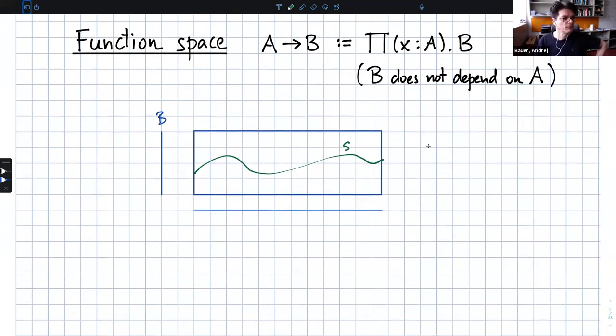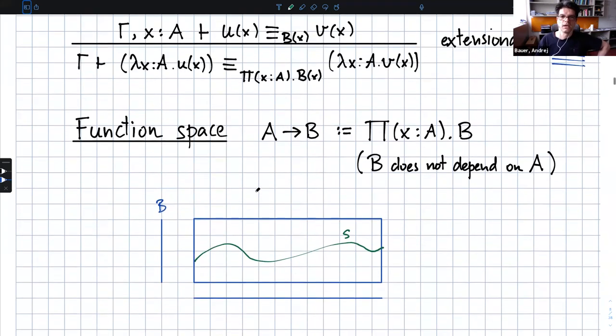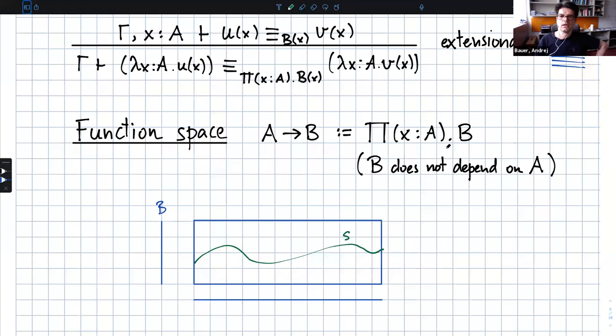Any questions at this point? Why are they called sum and product? Very good question.